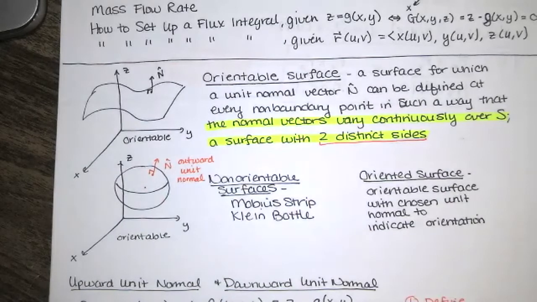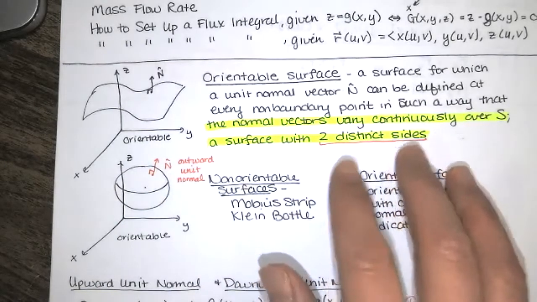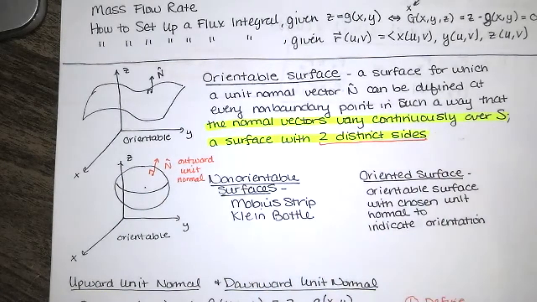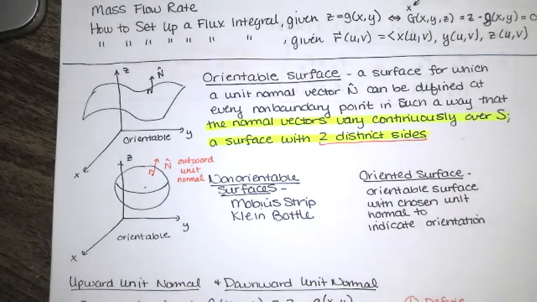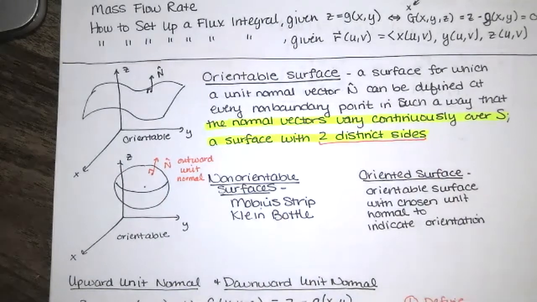Now, if you're thinking to yourself, aren't all surfaces orientable? I mean, don't all surfaces have this property where the normal vectors vary continuously? Well, actually, it turns out that there are some surfaces out there that aren't orientable. Here are two examples, a Mobius strip and a Klein bottle.